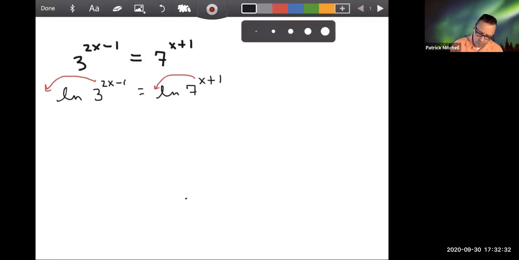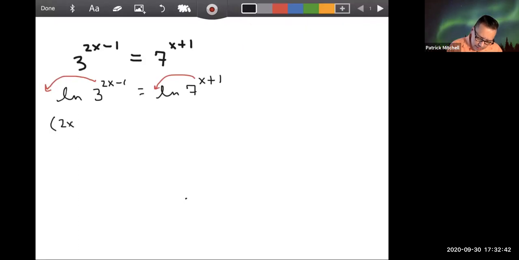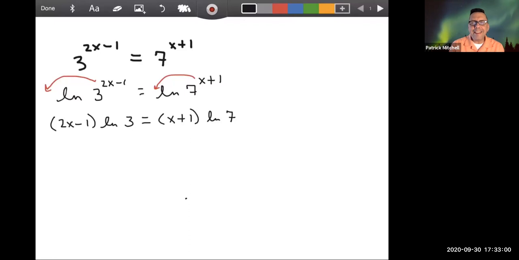All right, so then what I have is, now I have to be kind of careful starting right about here. I have 2x minus 1, and I need to put that in parentheses because the whole entire thing is being multiplied by natural log 3. Same thing with x plus 1. X plus 1 times natural log 7. Now, believe it or not, that is a linear equation because natural log 3 and natural log 7 are both real numbers.